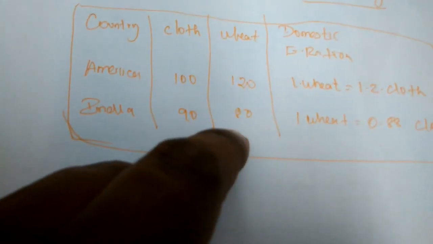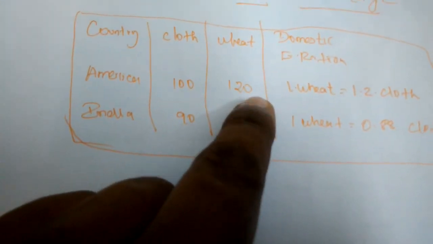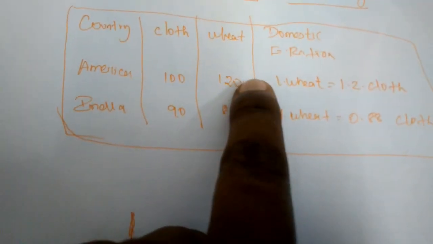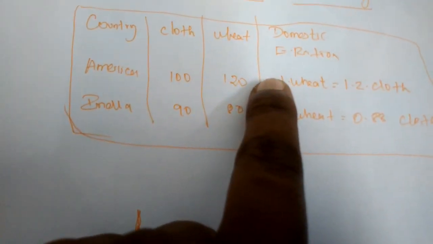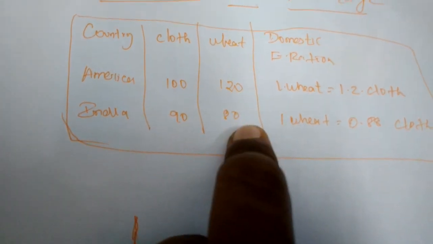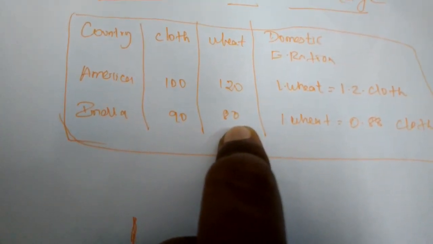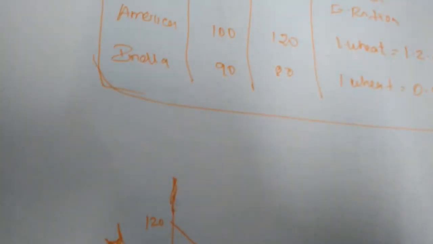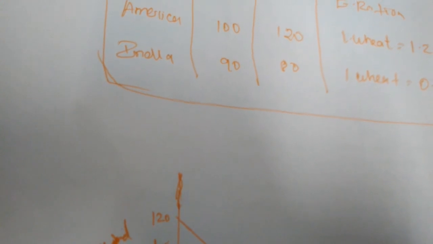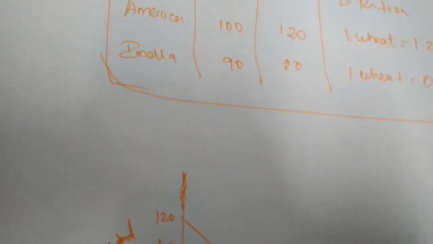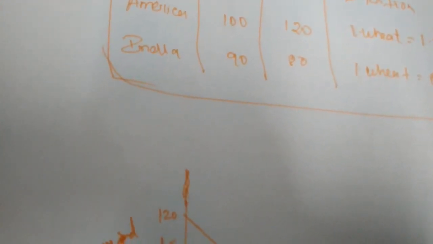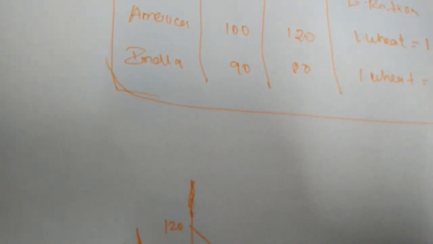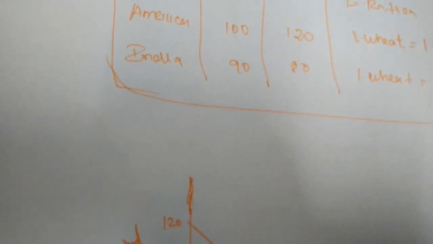At the same time, America would have a greater disadvantage in producing wheat. So India can produce the wheat and export it to America. For America, the comparative cost advantage is lesser in cloth production. Hence America will specialize in the production of cloth and export it to India in exchange for wheat.